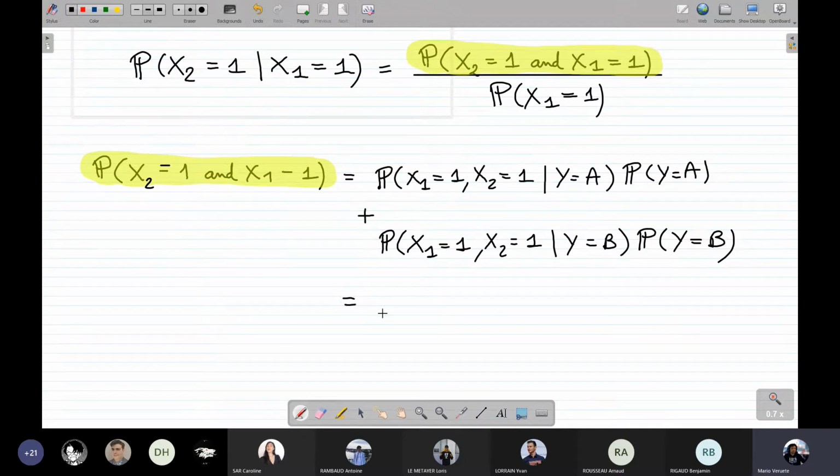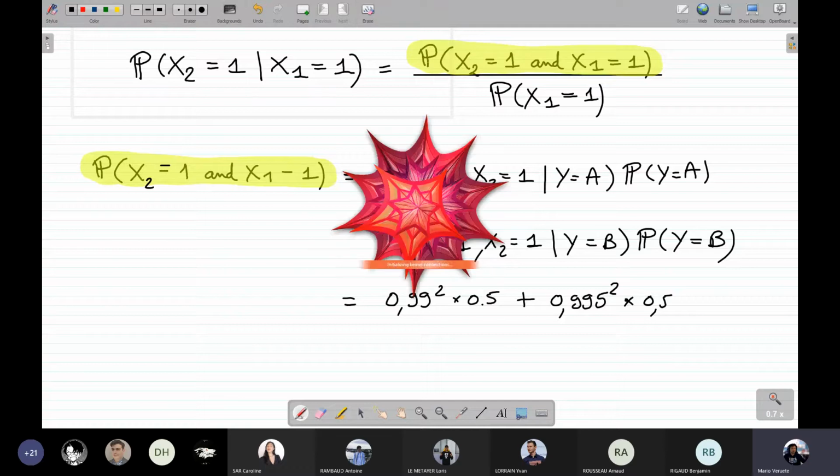So now I have some numbers here. This is actually just equal to 0.99 squared times 0.5, plus 0.995 squared times 0.5. Now, what's this number? Well, I have to compute it because I don't have it. Let me check on my computer.